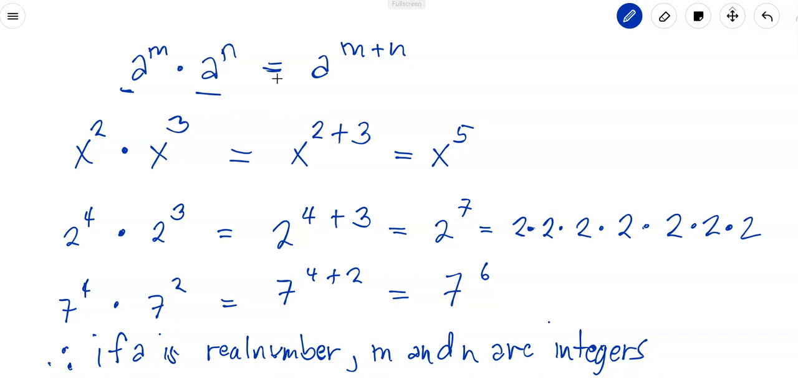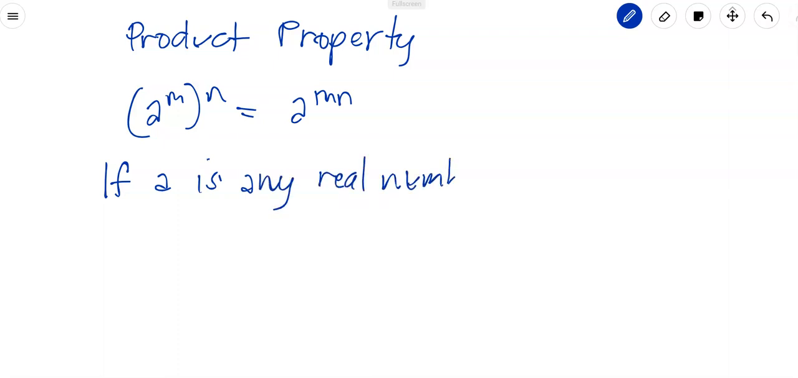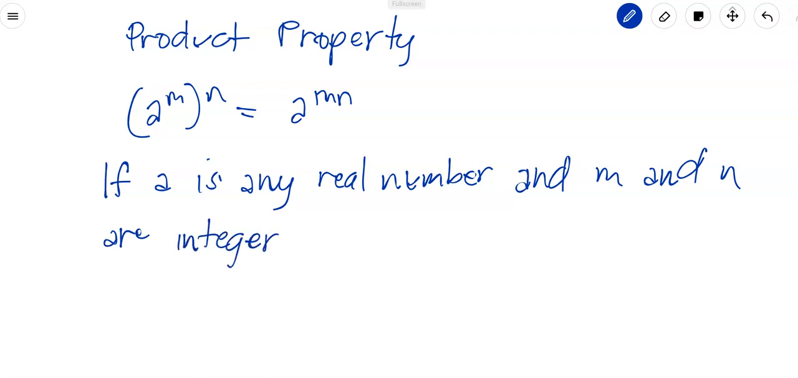Another property to consider, property number 2 for multiplication, the power of a power property. What's that? It is a to the power of m, raised to n, which will give us a to the power of m times n. So it says that if a is any real number, and m and n are integers, then we can have this equation. So this one is a power raised to a power, or we can have the product of the powers.